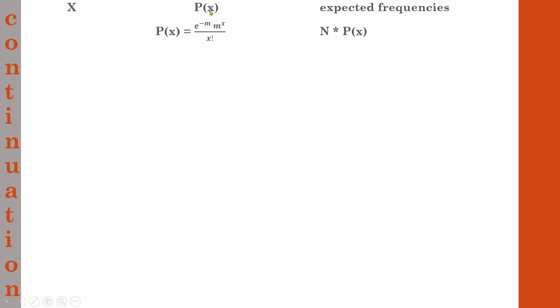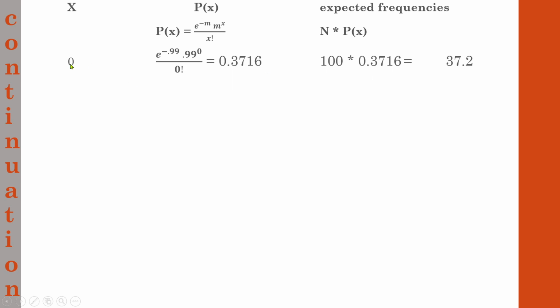For finding the probability of x, you need to use the equation e raised to minus m into m raised to x divided by x factorial. This is the equation for the Poisson distribution function. And next, the expected frequencies, that is N into p of x. Let us begin with the first value, x.